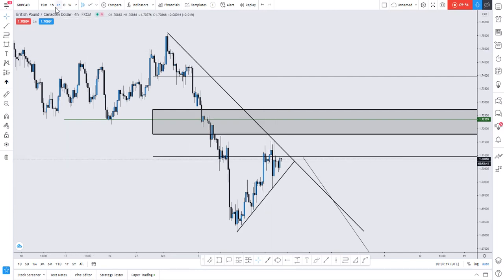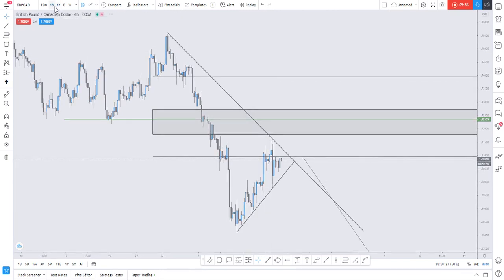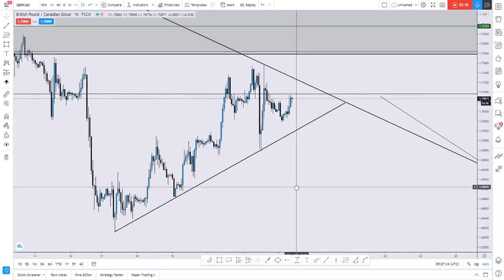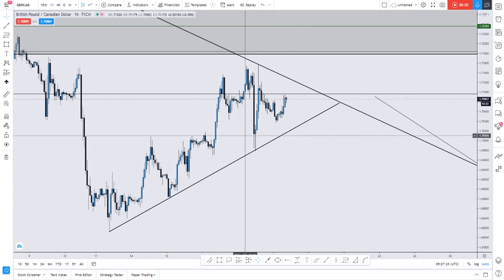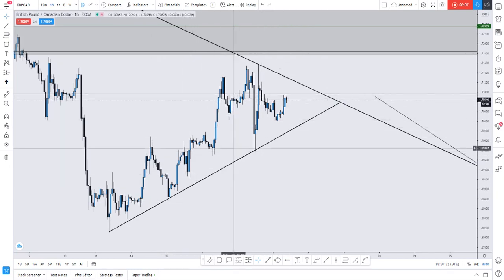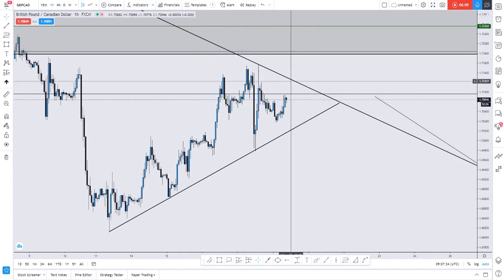So to the 1 hour time frame, which is the last time frame I always check, we can see how this structure is forming. It's very choppy, and it has literally no direction at all. So I'll just be waiting for price action here, and let's see what it does.